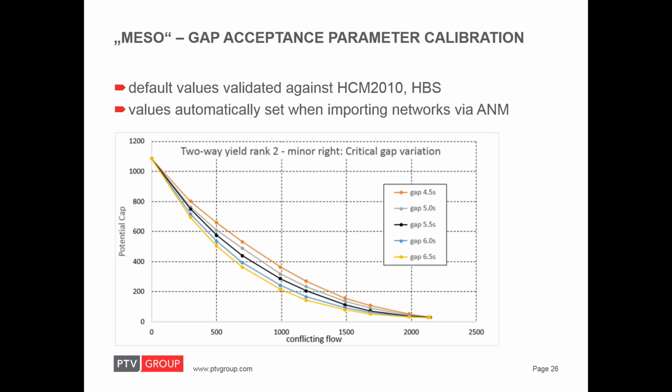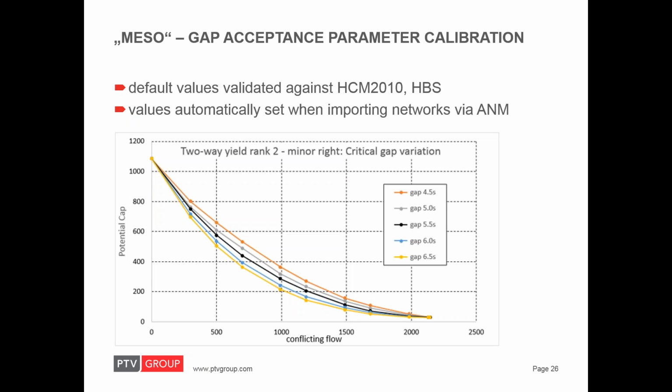So the next question is how to calibrate these parameters. When importing an A&M file, all the parameters are set using default values. These defaults are validated against the HCM, so you will also find the values in the Vissim manual if you set up your model in Vissim directly. You may also need to calibrate these parameters using some observed data. So then you would basically follow the procedure like I'm showing here now.